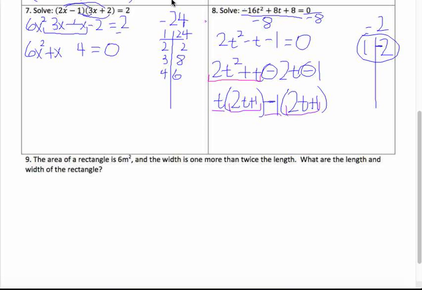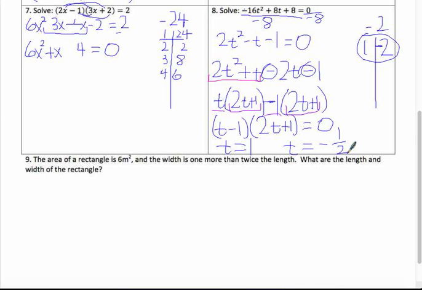Anyway, here my factors are t minus 1 and 2t plus 1. And setting these equal to 0 would give me solutions of t equals 1 or t equals negative 1/2. All right, so lastly we have this word problem.